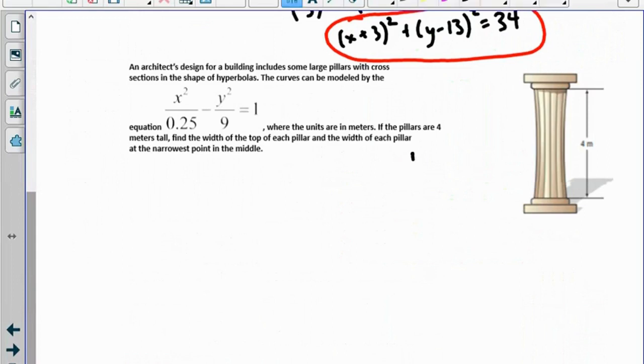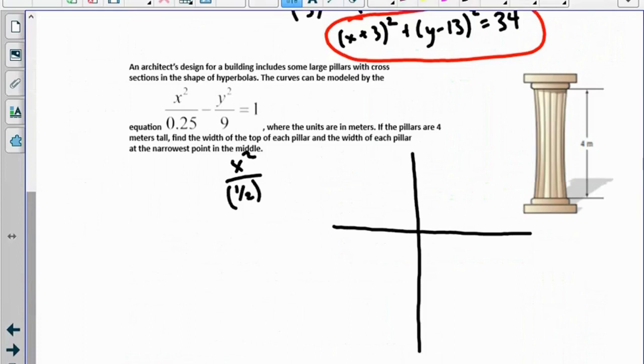So if we want to graph this, I could graph right on the pillar, but I think it's too colorful for what we're doing right now, so I want to separate it. What we have is x squared over 1/2 squared minus y squared over 3 squared equals 1. So that means I'm making my box that I usually make in order to make a hyperbola.